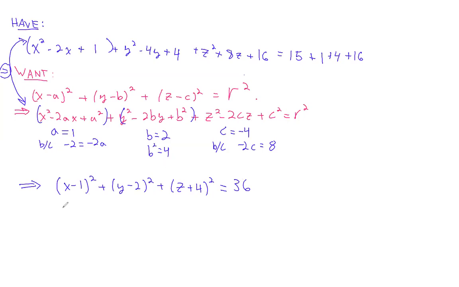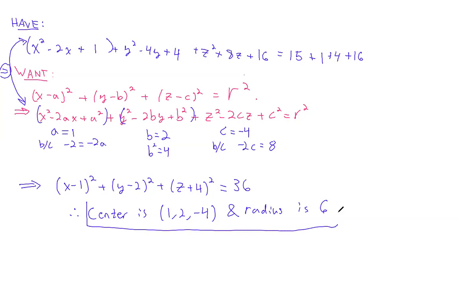But the good news is that as we're at this point, what does that give us? That tells us that we can see what the center is. The center is (a, b, c), which tells us the center is the point (1, 2, -4). And the radius is 6, the square root of what's on the right-hand side. So there's the solution to our problem. Very good.